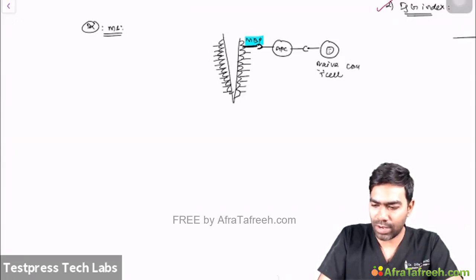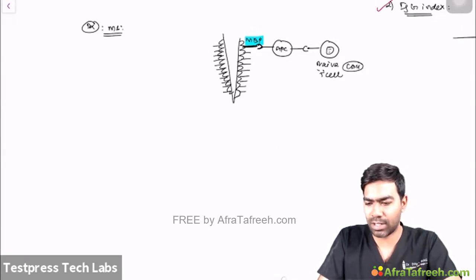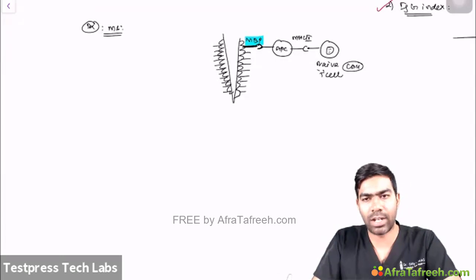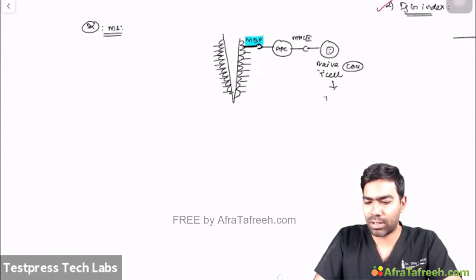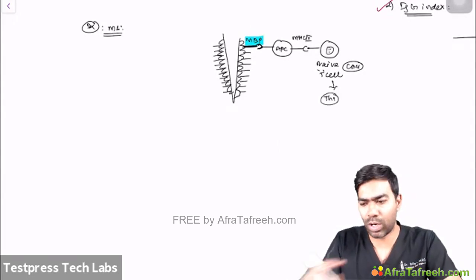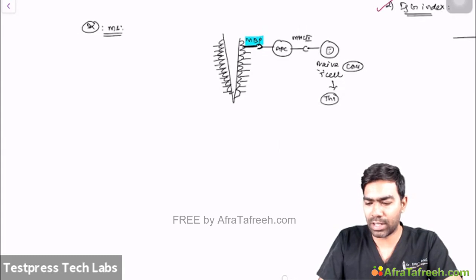This is a CD4 naive T helper cell. This is an antigen presenting cell. They're presenting through MHC class 2 to the CD4 T helper cell, where it is recognized as an antigen, and they are developing into the T helper 1 group of cells. These T helper 1 cells are going to produce cytokines.